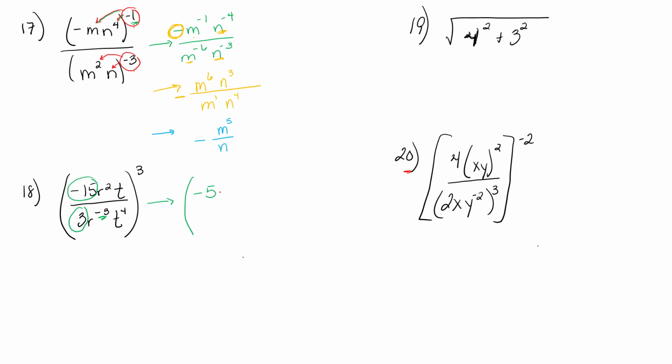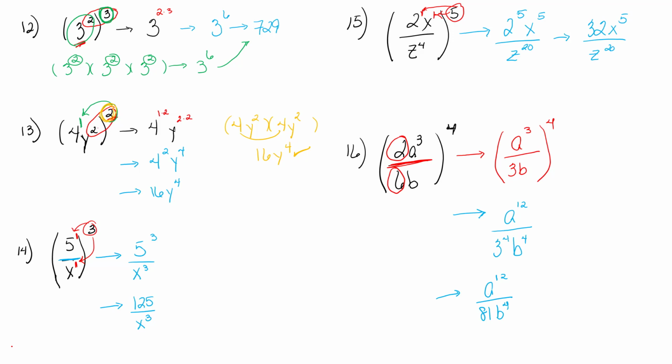So I have an r squared on the top. I have a t on the top. And now this r to the negative 3 on the bottom, that negative tells me to move the r to the top, and it's multiplied. And I still have a t to the 4 on the bottom. And I still have this power of 3 on the very outside. Do you agree? This moving is just like we did on one of the previous problems on the previous page.